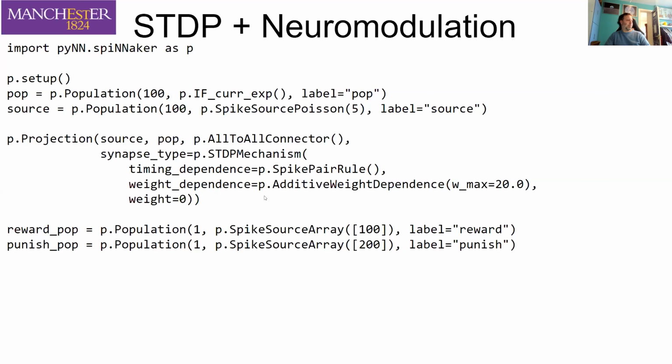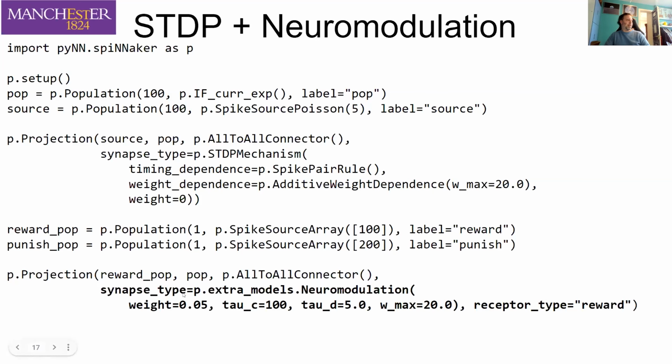So we feed the reward population into the population. We can choose how it connects, as you usually do on SpiNNaker. You can choose any different sort of connector type. You then say the synapse type is actually a neuromodulation type. This has a weight of the dopamine. So this is the weight of the dopamine that's been fed in at each time. So that's how high that spike goes.